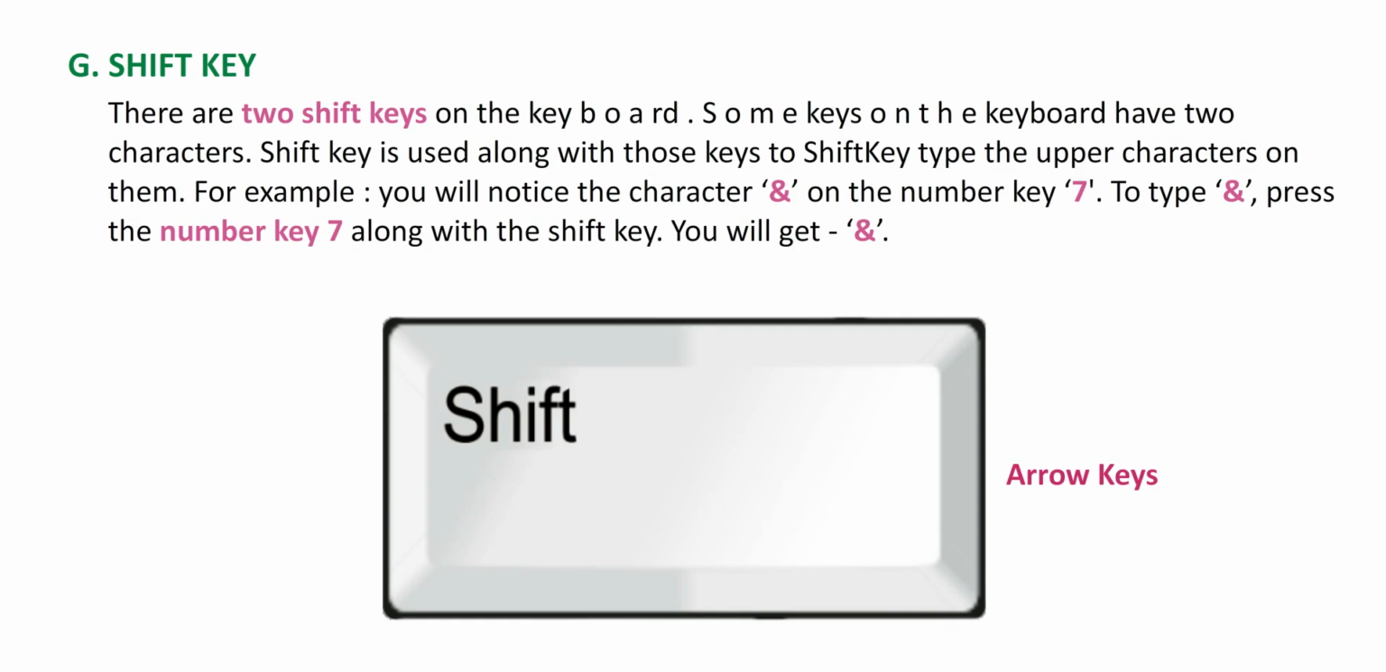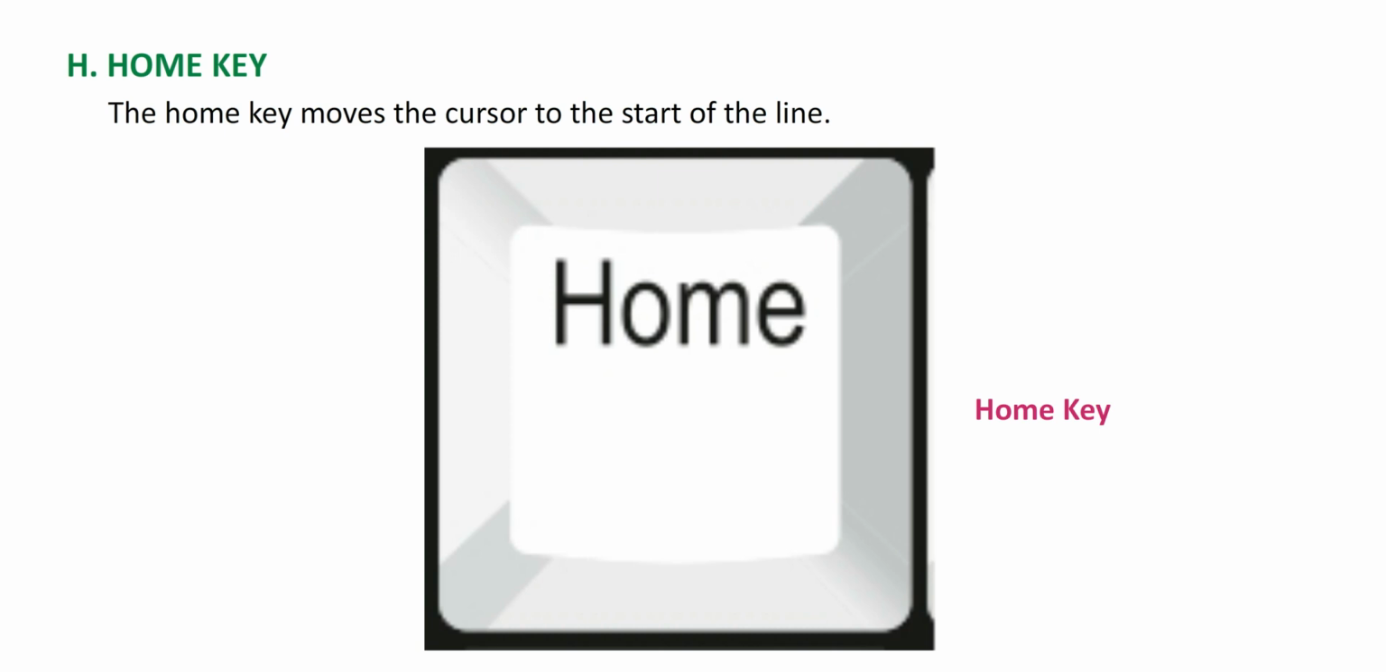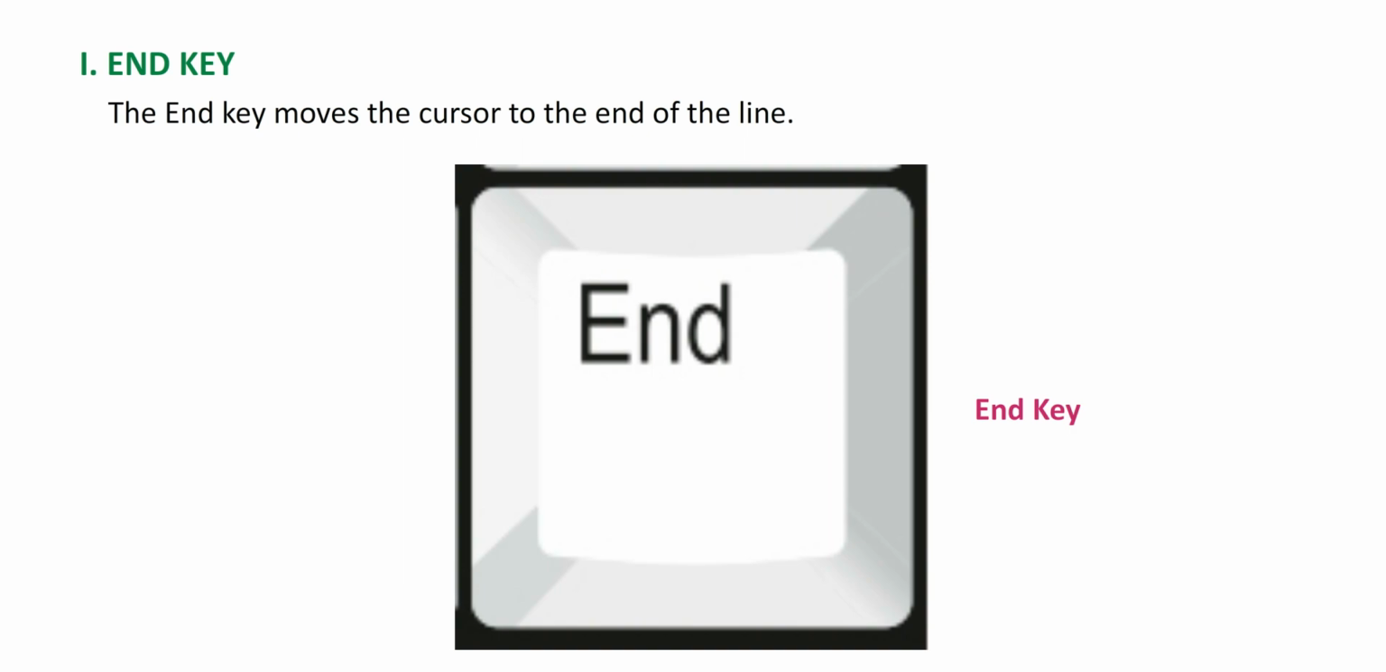G. Shift key. There are two shift keys on the keyboard. Some keys on the keyboard have two characters. Shift key is used along with those keys to type the upper characters on them. For example, you will notice the character ampersand on the number key 7. To type ampersand, press the number key 7 along with the shift key. You will get ampersand. H. Home key. The home key moves the cursor to the start of the line. End key. It moves the cursor to the end of the line.